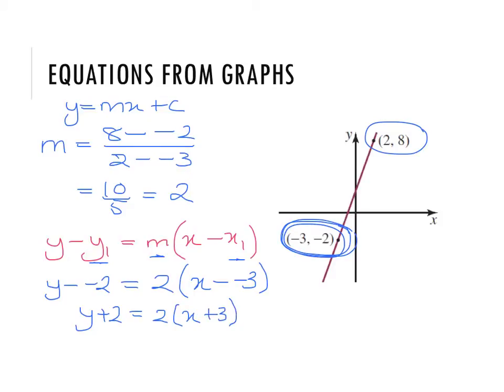Now in this case we should expand that bracket, simplify and then bring the 2 across, so y is on its own. Again, you can use your calculator to do that working for you. And so when we expand and simplify, we end up with y equals 2x plus 4.